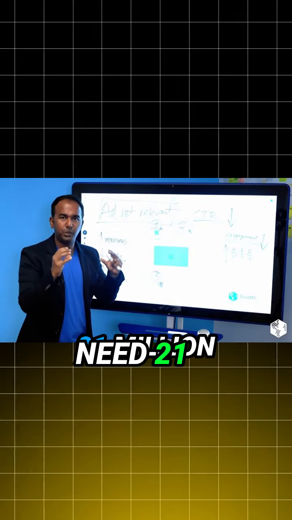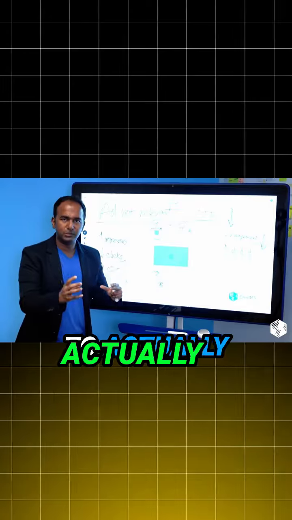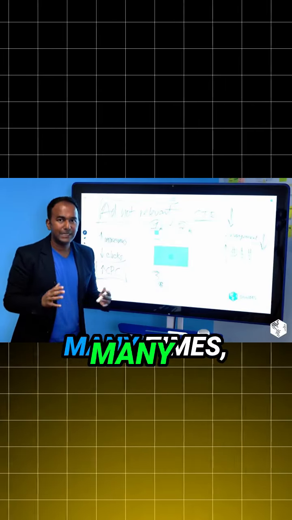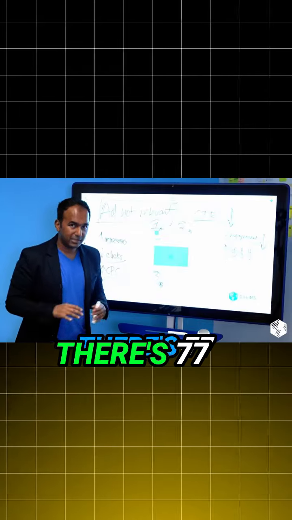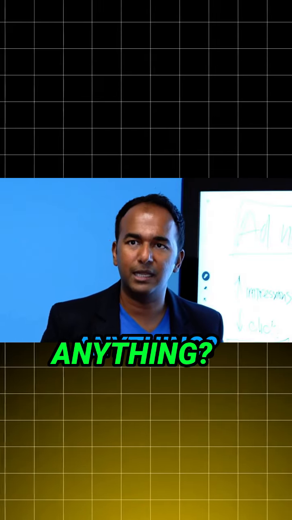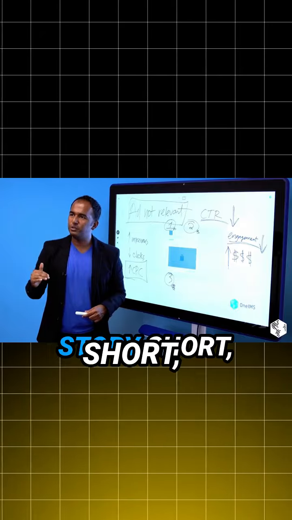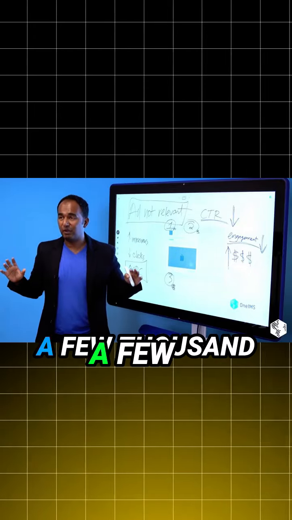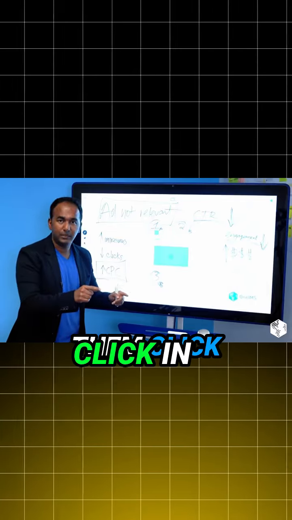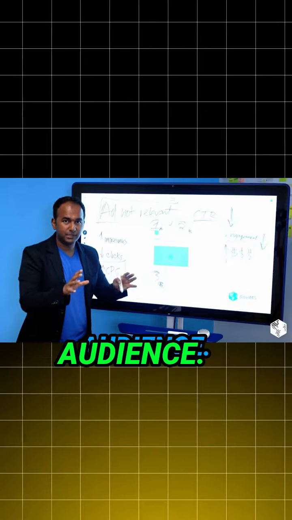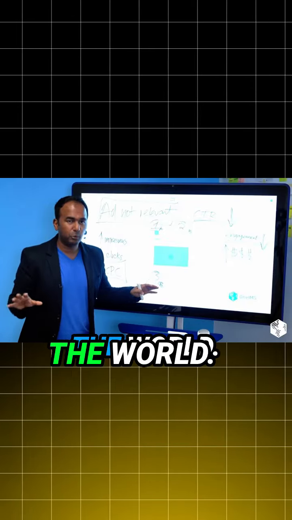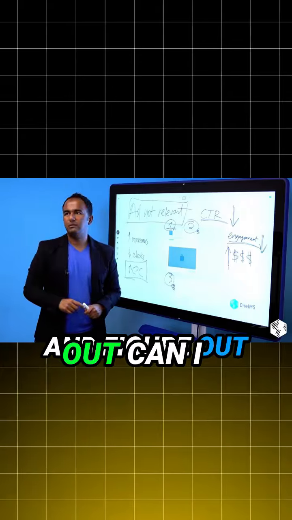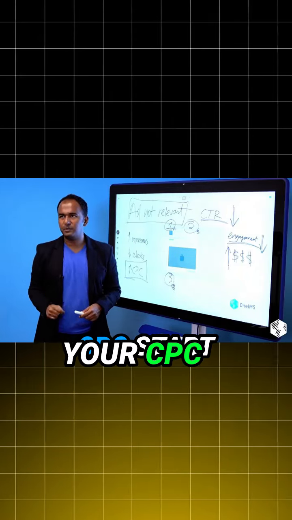You don't need 21 million people in your pool to actually make $1 million. Trust me, you need a much smaller pool. Many times, that's the biggest mistake. There's 77 million people. How can you create anything 77 million people are going to like? Long story short, figure out who that perfect audience is, that might only be a few thousand, because that would make them click. In a small segmented audience, it doesn't have to be all over the United States, all over the world. Small segment, get hyper, super niche, and figure out, can I get them to click and watch? Your CPC will start to go down.